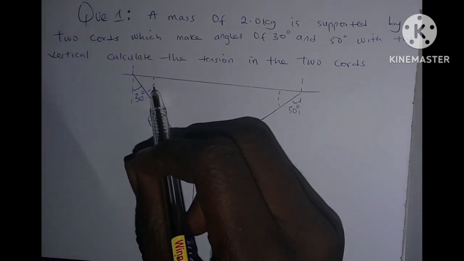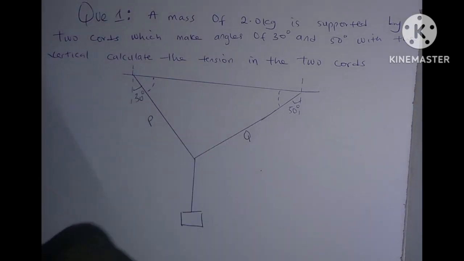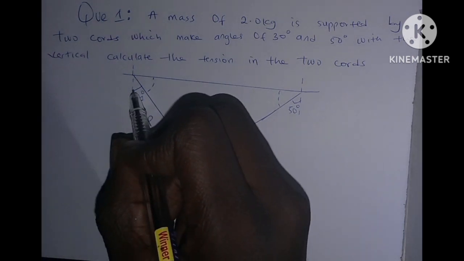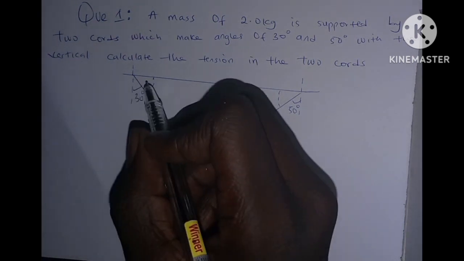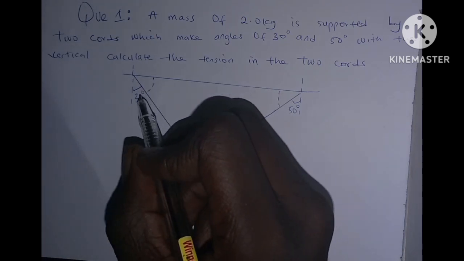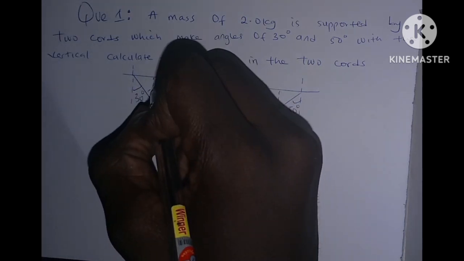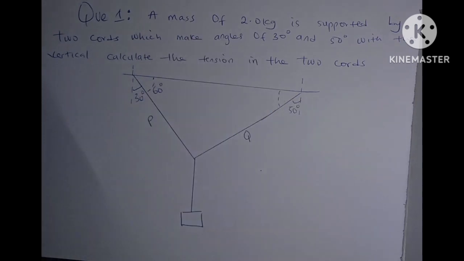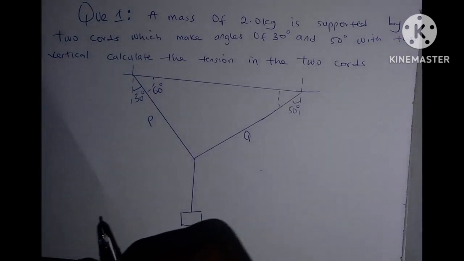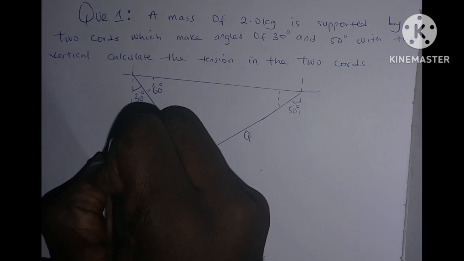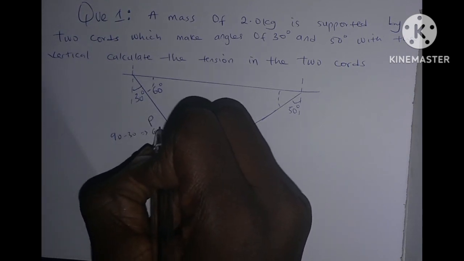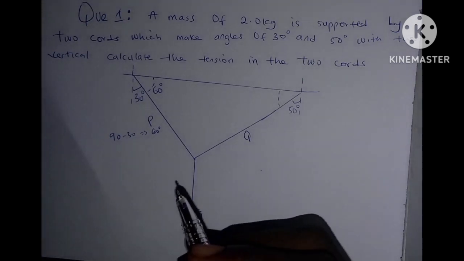So what's this angle? Now here is the right angle, which is 90 degree, and this part is 30 degree. So to get this part, we just have to take 30 from 90. So this part will be 60 degree. So taking 90 minus 30, we have the angle as 60 degree. So that's what we did.